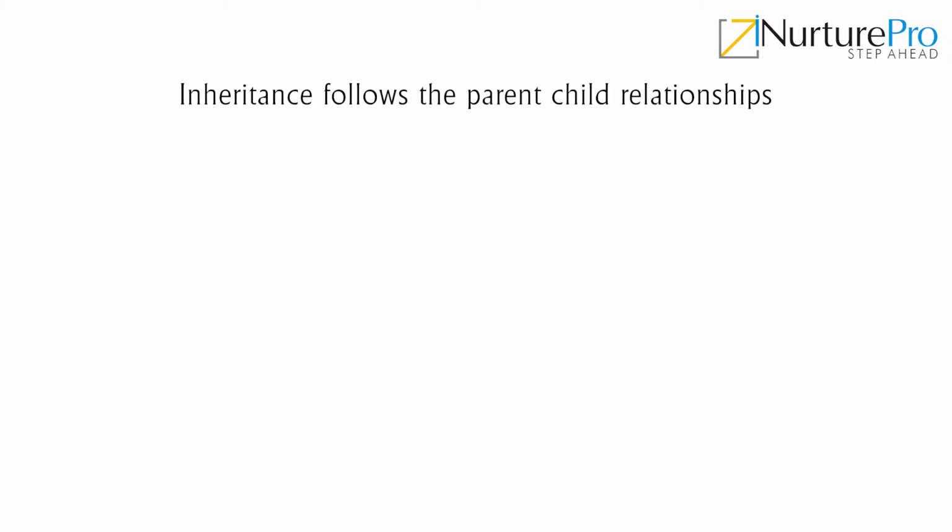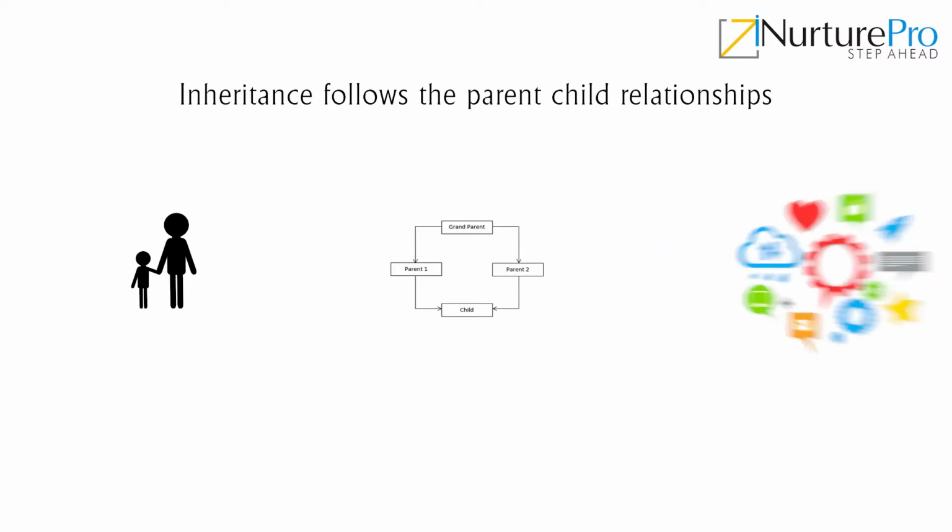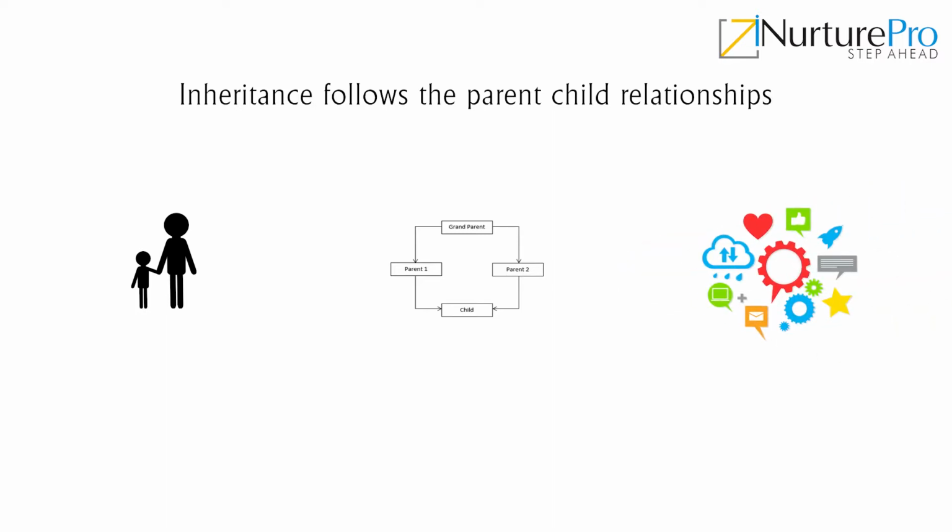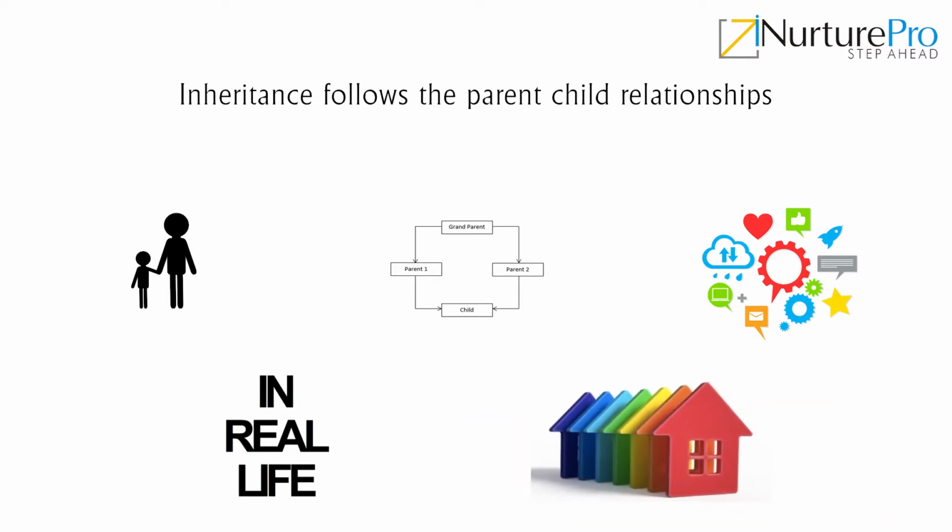Inheritance follows the parent-child relationship. The base class is called the parent class, and a new class which is derived from the base class is known as the child class. Child class will always inherit all the features of the base class and is free to add additional features to it. For example, the real-life example of inheritance is child and parents. The properties of parents are inherited by their child.